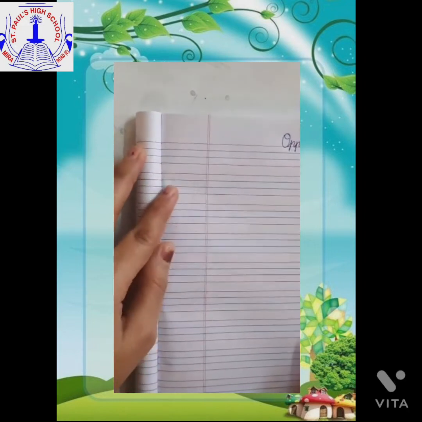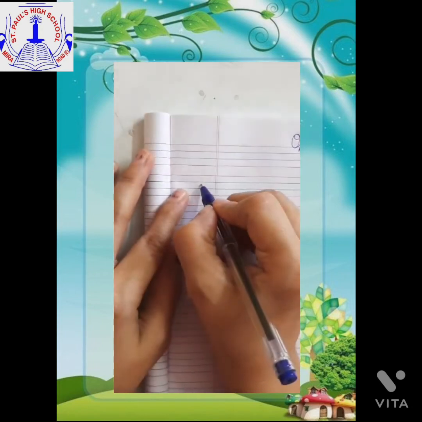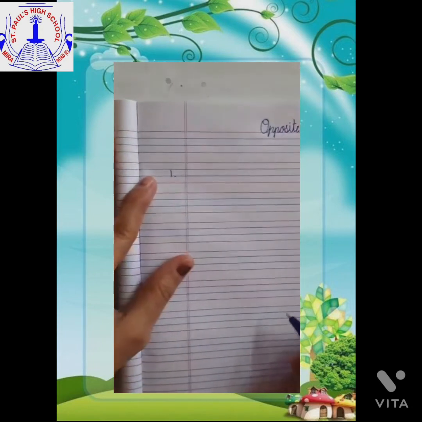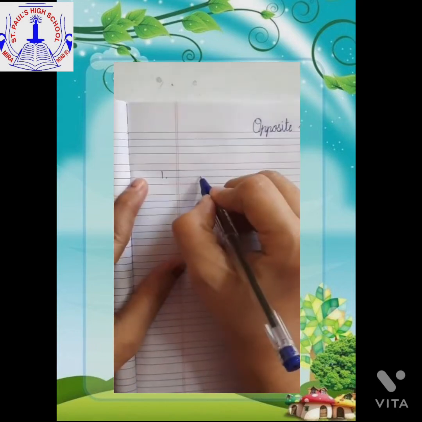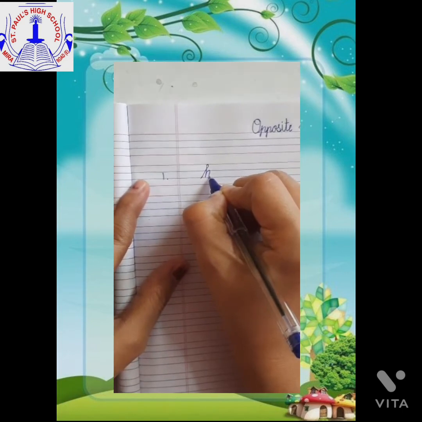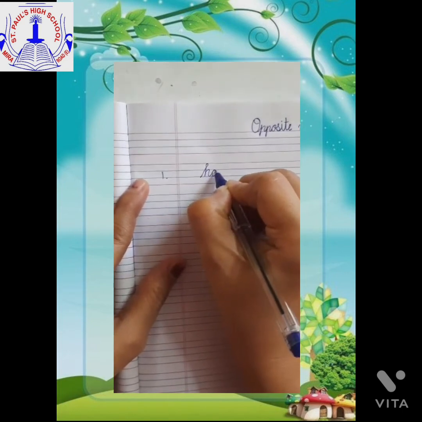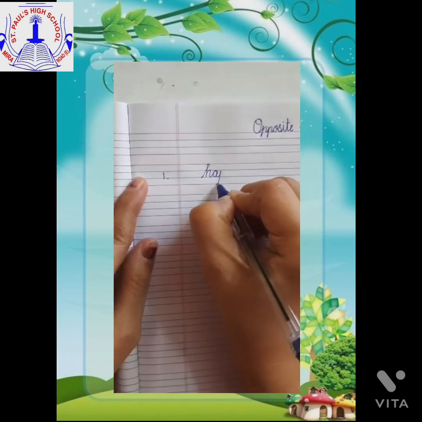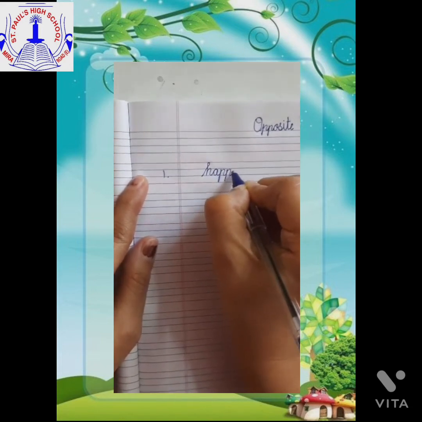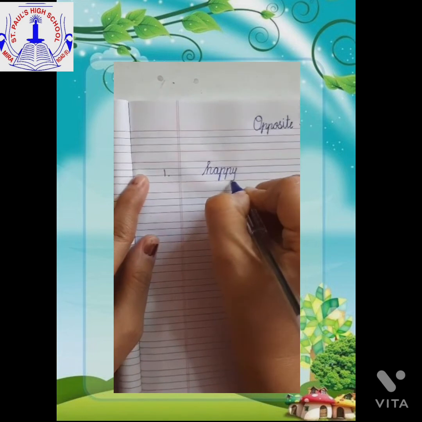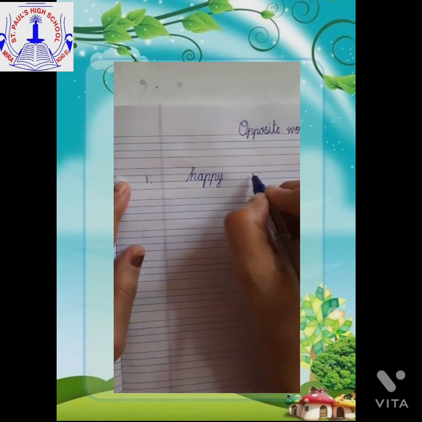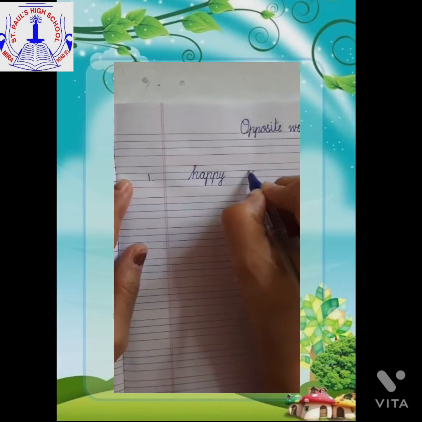Now leave one line, and in the next line in the margin write number 1. Now leave some space from the margin and write small cursive H joining with A, P, P, Y. Happy. Now leave some space and put a small cross mark.